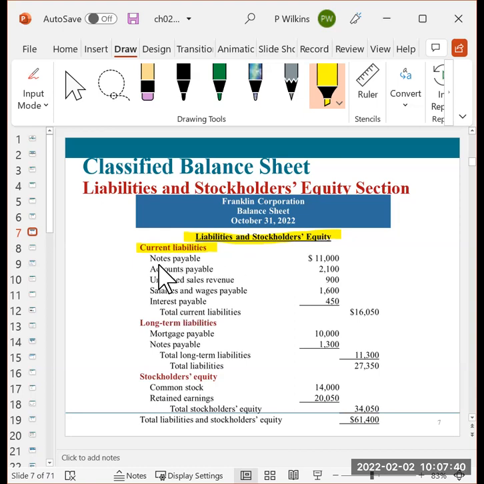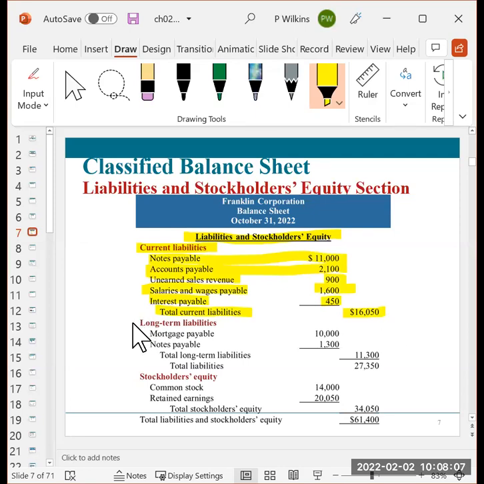Okay, current liabilities. You're going to have notes payable, 11,000, accounts payable, 2,100, unearned sales revenue, 900, salaries and wages payable, 1,600, interest payable, 450. And then you're going to add all those up. That's total current liabilities, and you're going to push that all the way to the right, 16,050.